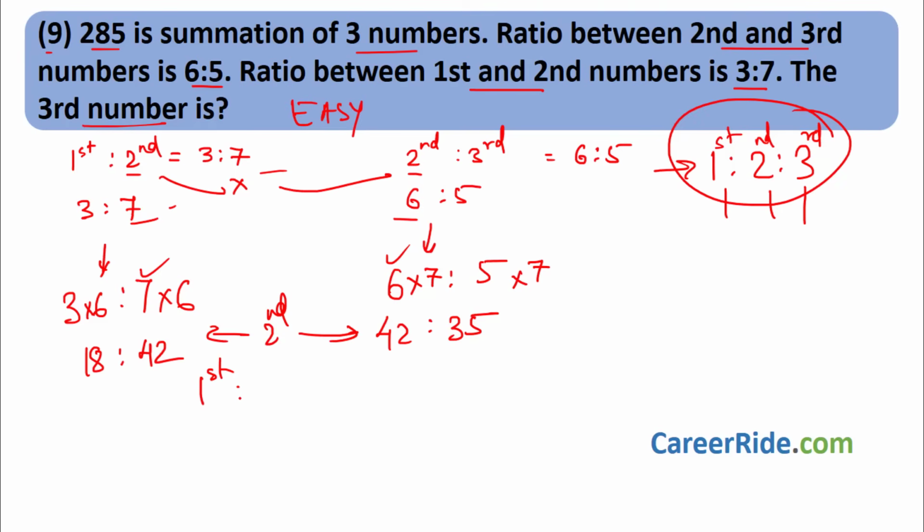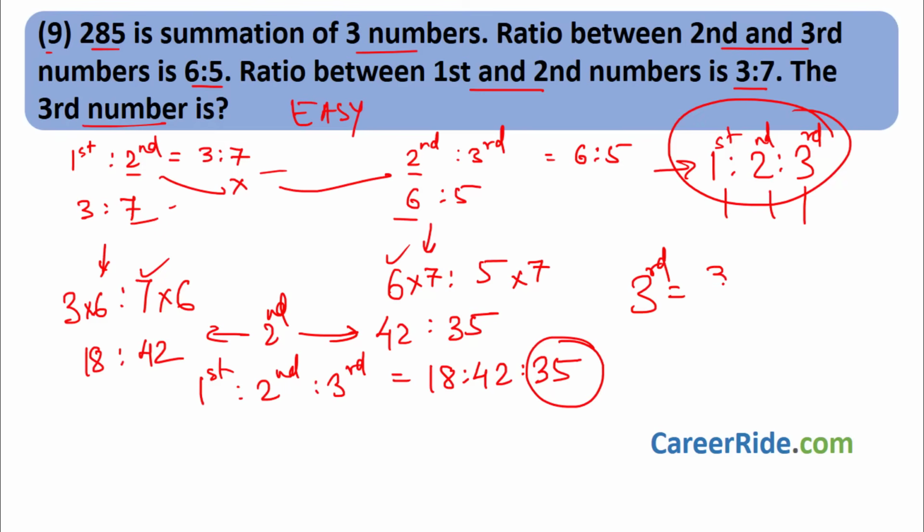So the first number is to the second number is to the third number is nothing but 18 is to 42 is to 35, right? We have to find the third number. The third number ratio is this. So what is the third number? 35 upon 18 plus 42, that is 60, plus 35 is 95, multiplied by the addition of all these three, which is 285. So the total of all three numbers is 285, right?